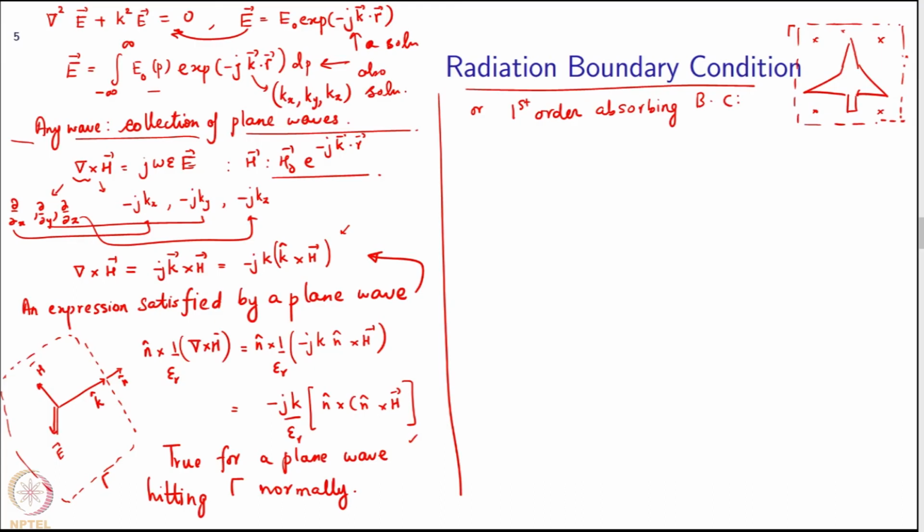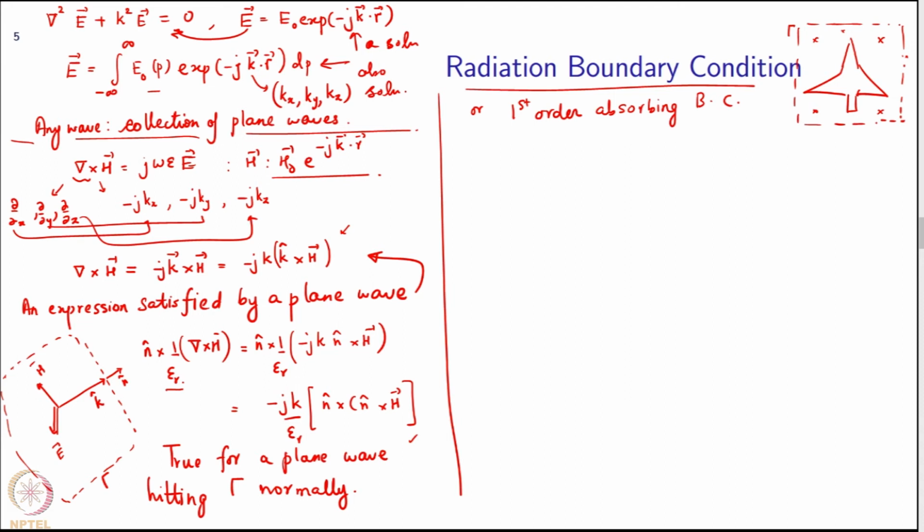Why are we keeping 1 by epsilon r there? Well, because if epsilon r were a function of space, then technically speaking, I may not get a plane wave like solution over there. So the approximation of replacing curl of h by k cross h will not be valid.